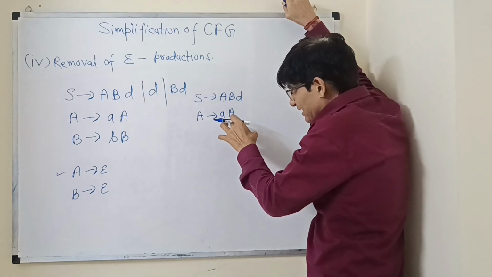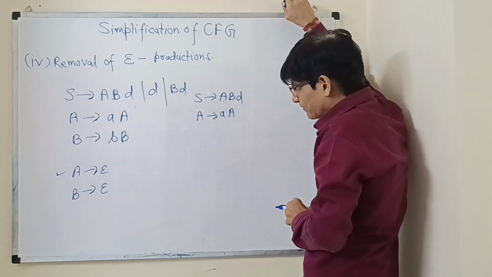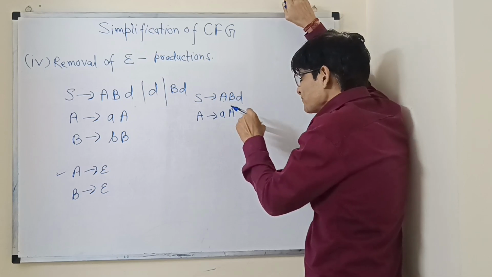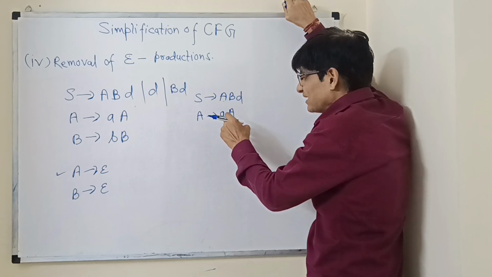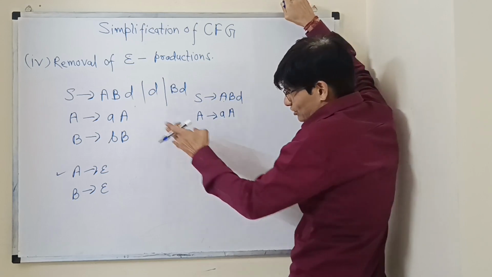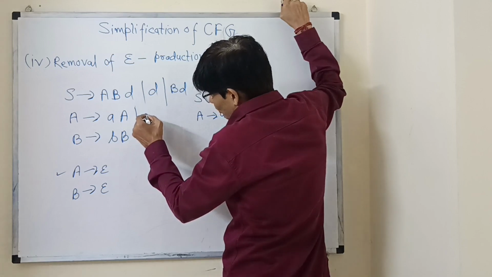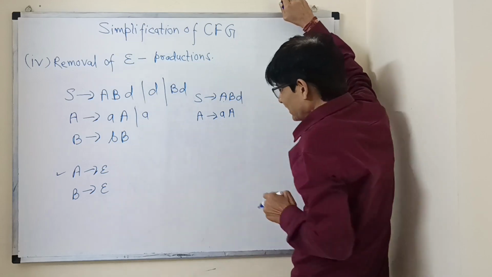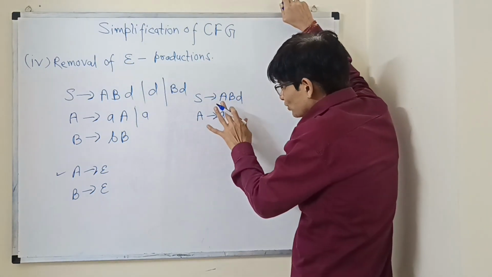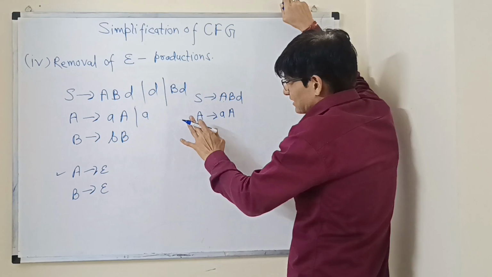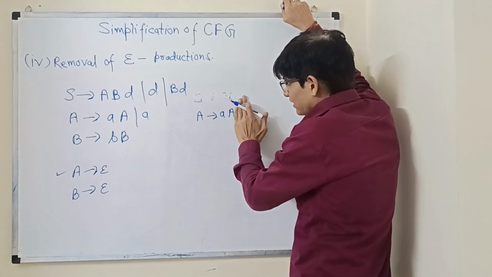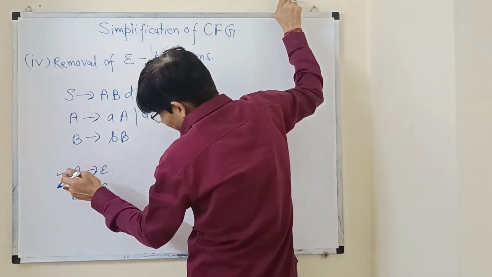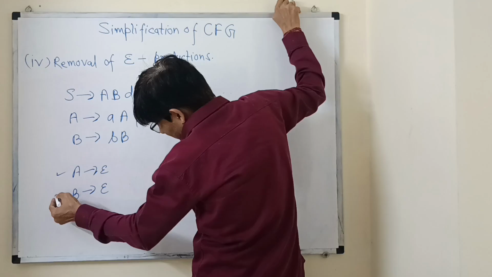Now consider this production, A gives aA. If I replace this right hand side A with epsilon, it becomes A gives a, which is not there. So you can add one more production here, A gives a. These two productions were the only ones, so we have considered them. Now we can simply remove A gives epsilon from the grammar. So now we have completed this.